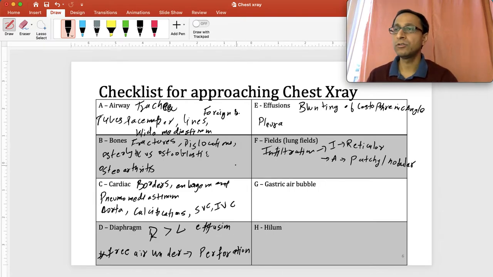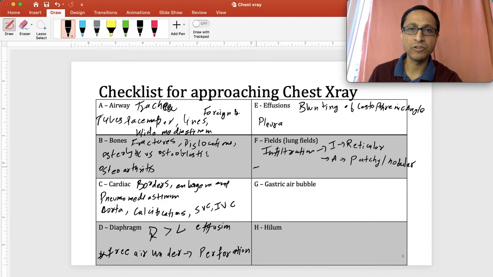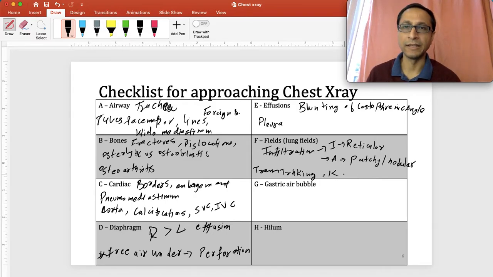In the lung fields, you can also look for tram tracking. In the next few slides, we'll talk about what this means clinically. Bronchiectasis, described as parallel lines. Tram tracking. And you can also look for Kerley B lines. Kerley B lines, these are found in congestive heart failure or pulmonary edema.